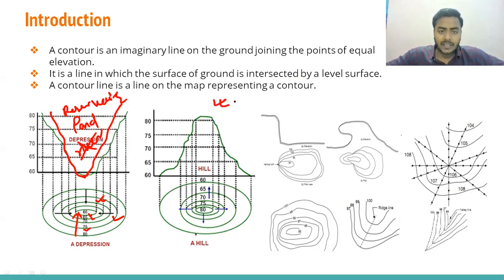Now in this case you can see that at this point elevation is 80 meter, at this point elevation is 75 meter, 70 meter. Now we can draw this elevation on a drawing sheet, on a plan, and that will represent the contour line. So this line is showing the contour line.